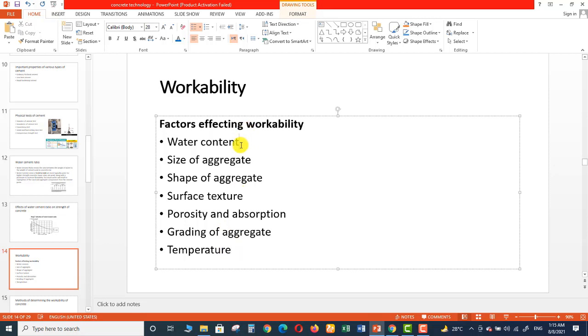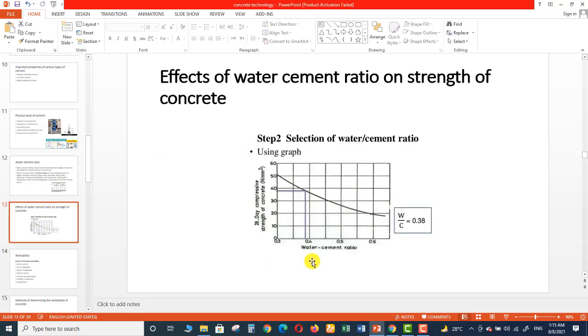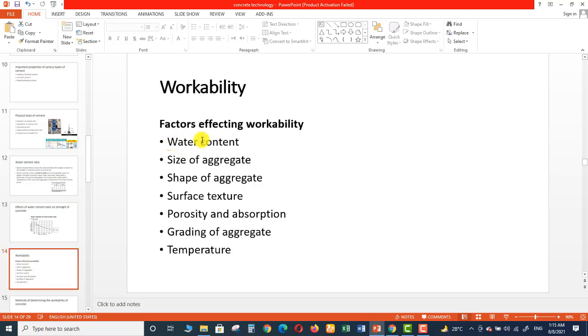So let's see the first factor, water content. We will see each factor, whether it is directly proportional or inversely proportional to workability. Workability of concrete mix largely depends upon its water content. It increases with increase in the water content on account of greater lubrication. As we said in the previous slide, the water cement ratio and compressive strength are inversely proportional, but water cement ratio and workability are directly proportional. So if the water content or water cement ratio increases, then the workability will increase.